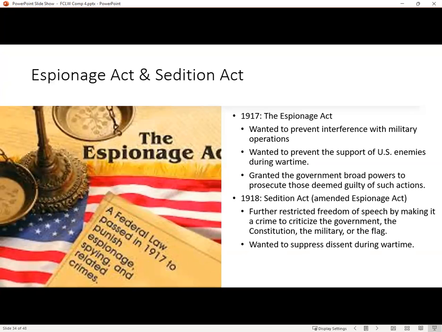Then in 1918, they amended the Espionage Act because people were starting to say that the Service Act was not fair, that the draft wasn't fair, and they found that kind of talk wasn't good for the war. So they wanted to restrict freedom. They said it's a crime to criticize the government or the Constitution, the military, or the flag.